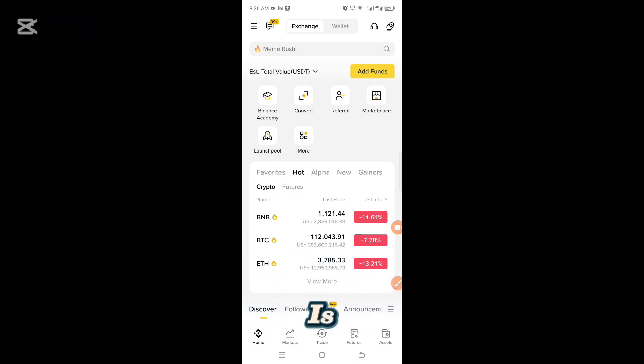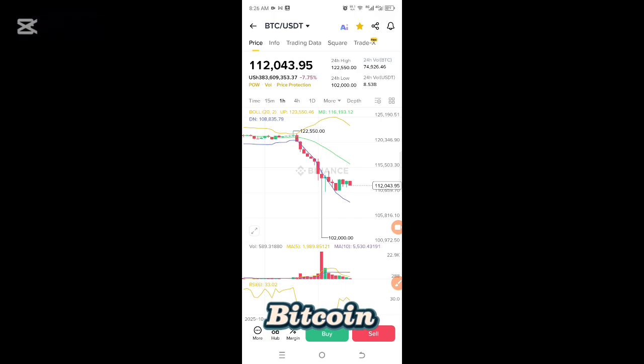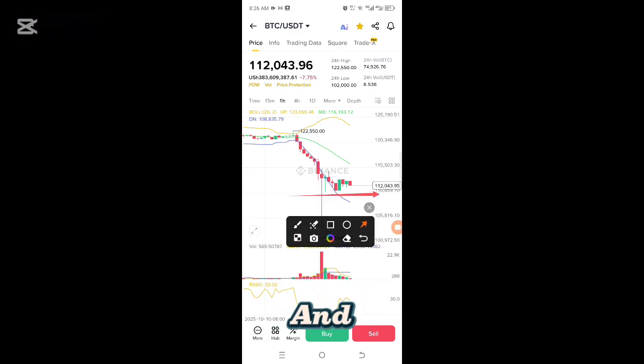If you don't know what spot trading is, this is buying crypto assets when the price is low and selling them when the price has gone up in value. For example, if you are on Bitcoin, you will buy this Bitcoin when the price is here, and then you sell it when the price goes up in value. And the good thing with spot trading is that you own your asset.